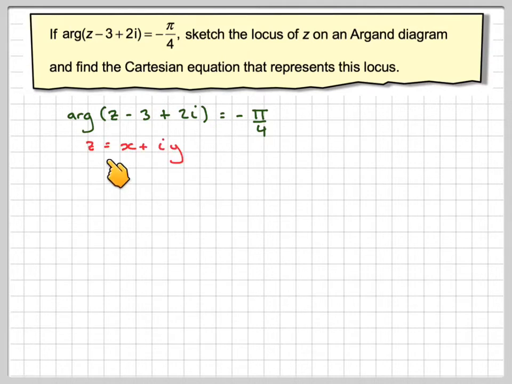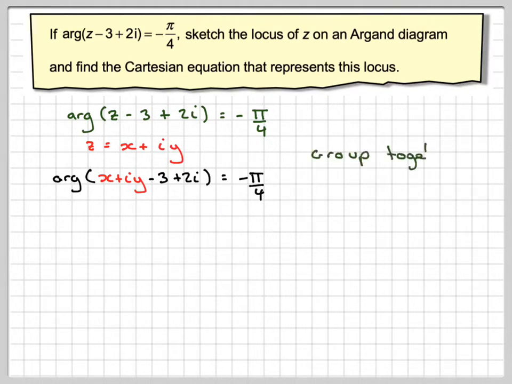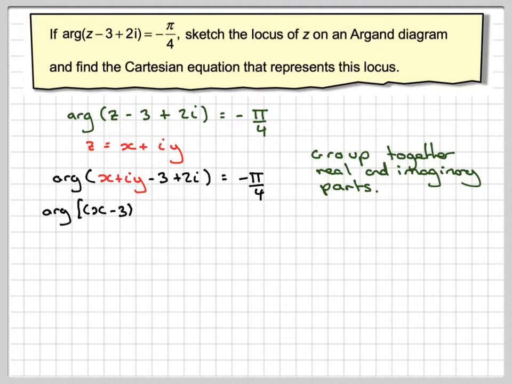What we say is z, the general form of z is x plus iy, so we'll replace z in here, so we get the argument of x plus iy minus 3 plus 2i is equal to minus pi over 4. Now if we group together the real and the imaginary parts, the real bit is going to be x minus 3, so we've got the argument of x minus 3, and the imaginary part will be y plus 2 times i. And it's still equal to minus pi over 4. Now what we do is remove the argument.